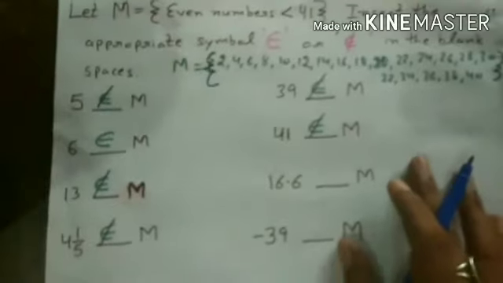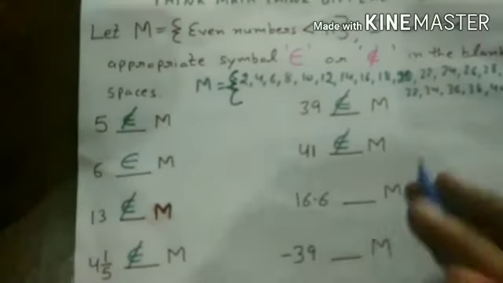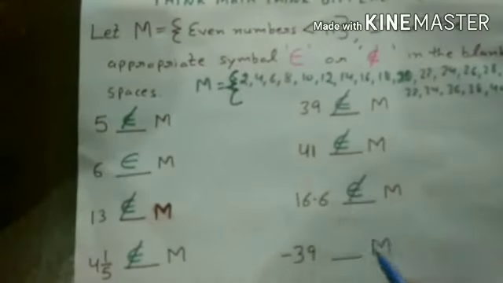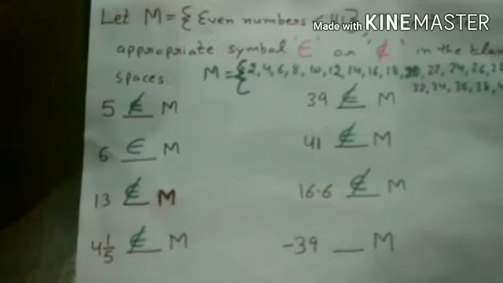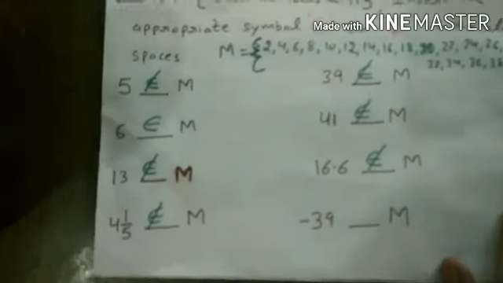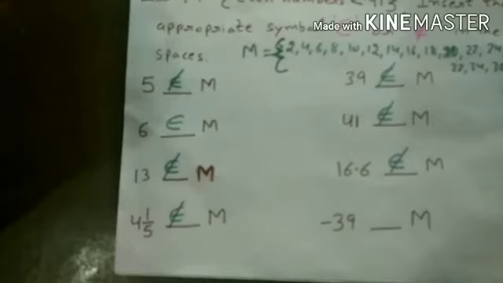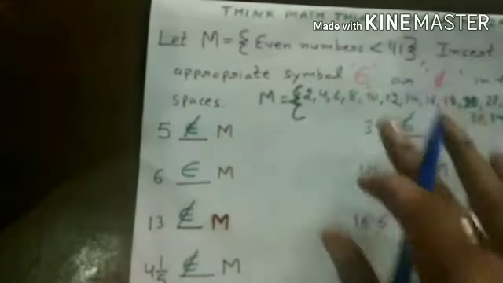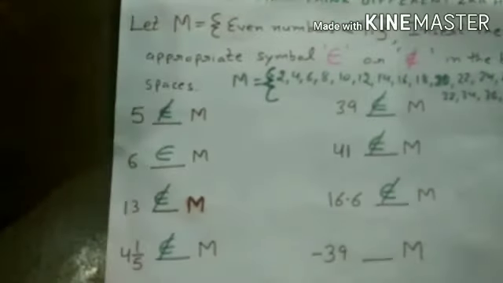So clearly this does not belong to our set. So which symbol will you write? Does not belong to. Now students, I hope you understand where we have to write the belongs to symbol and where we have to write the does not belong to symbol.